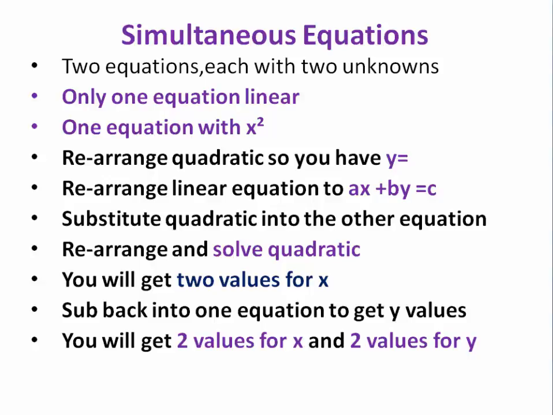With two simultaneous equations, each with two unknowns, we can be given only one that is linear and the other would have, say, an x squared in it, so it's non-linear. In this type of simultaneous equations, we'd rearrange the quadratic so that y equals something with x squared. Rearrange the linear equation into this form again, ax plus by equals c.